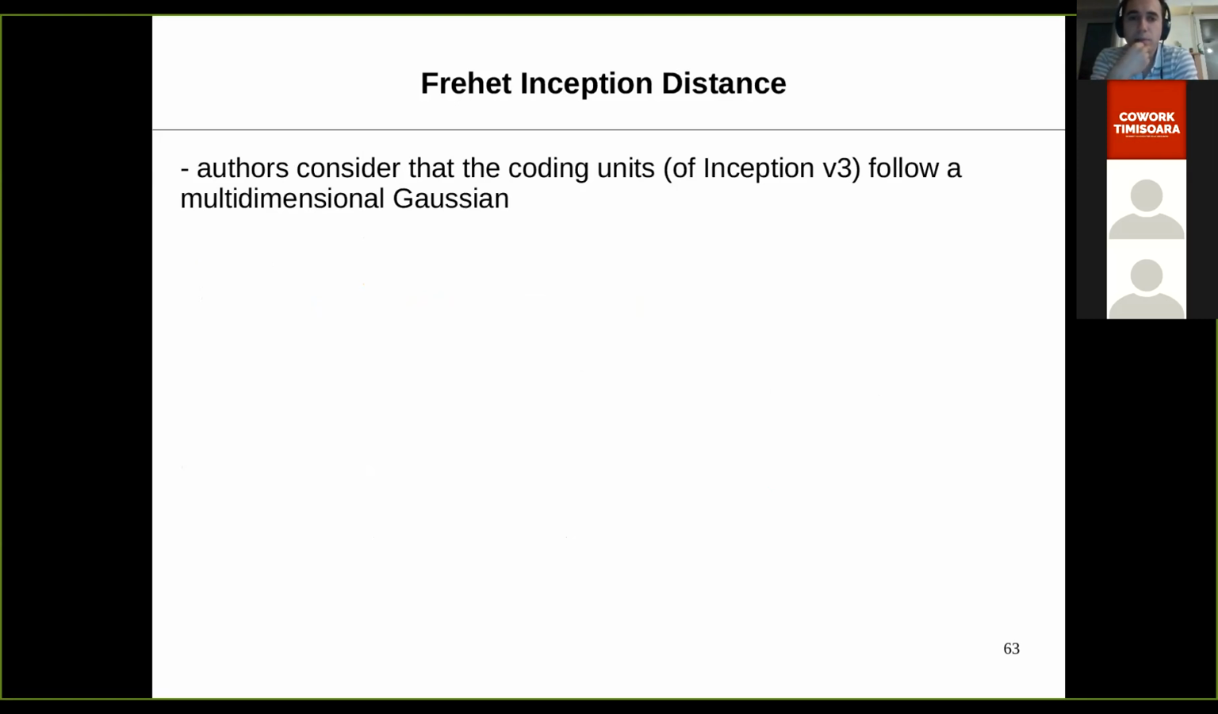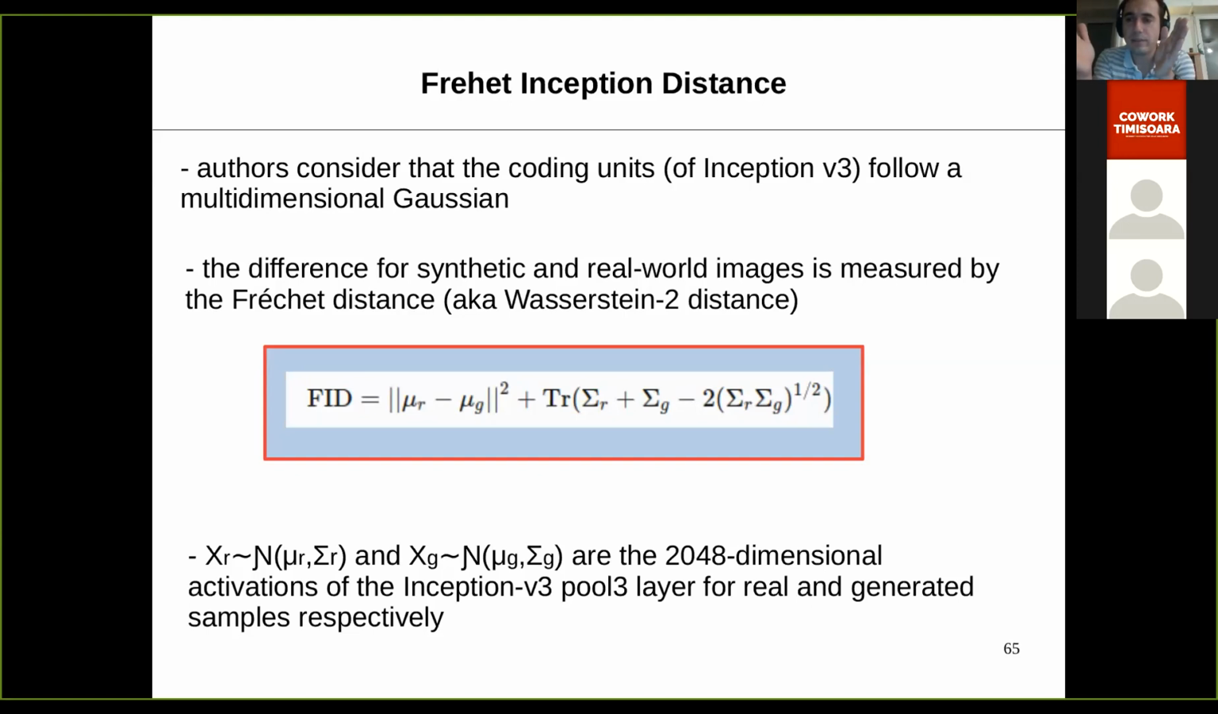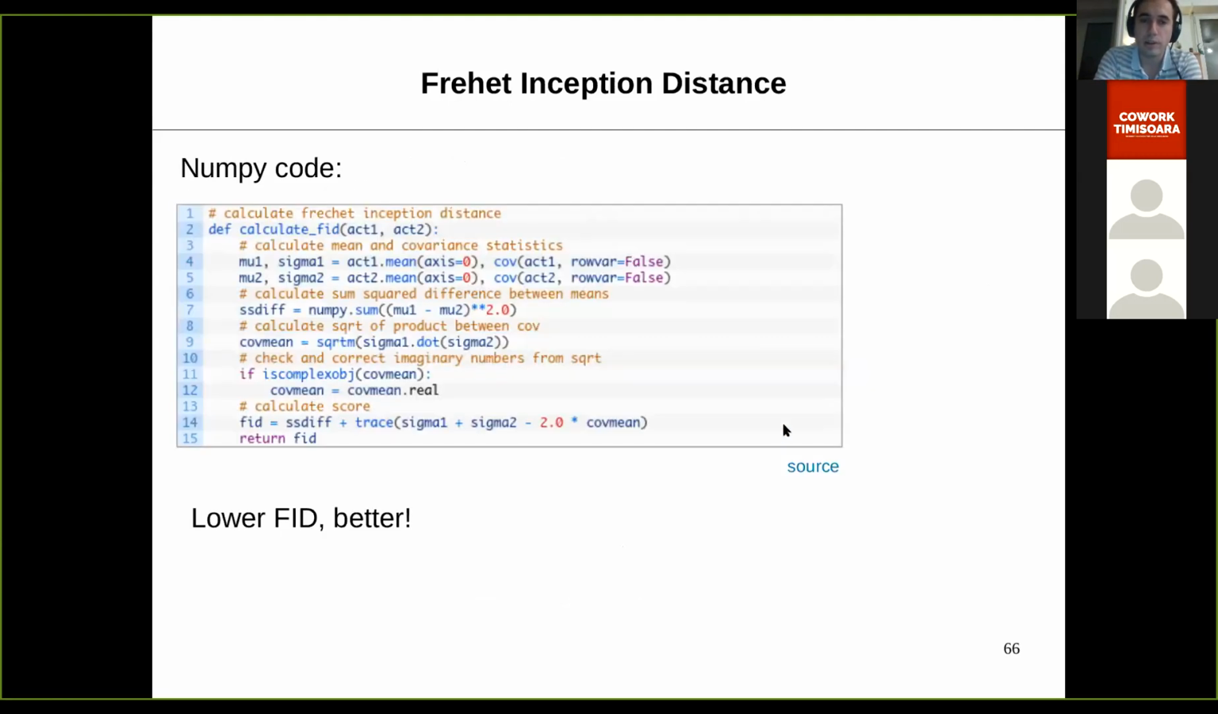And how does it work? Well, the authors consider that the coding units, I mean the activations of Inception V3, follow a multidimensional Gaussian. What they do, in fact, is use the pre-trained model and pass images through it. They just do the forward pass until a certain layer, and they use this activation from real and generated images. Then they compare the means and the covariances for the outputs. What this means is that if you have realistic generated images, then the means and the covariances should be close to each other. So the lower the FID, the better.